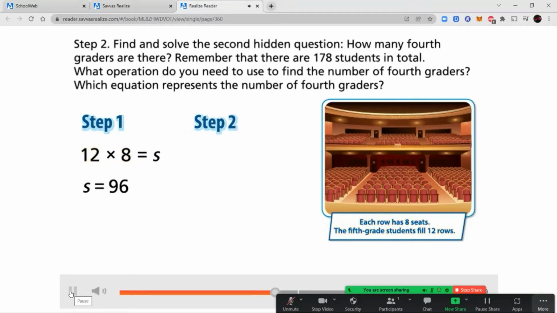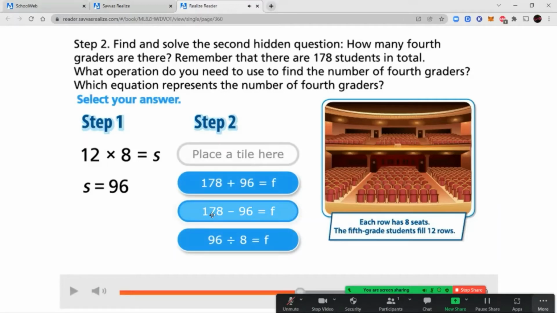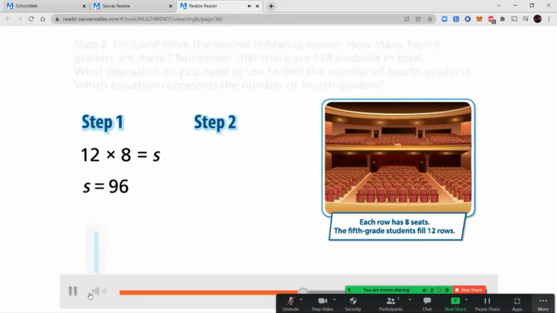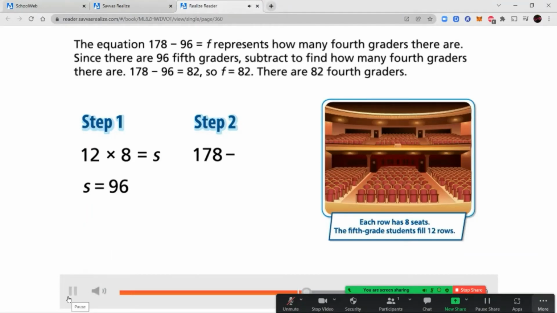Step 2. Find and solve the second hidden question. How many 4th graders are there? Remember that there are 178 students in total. What operation do you need to use to find the number of 4th graders? Which equation represents the number of 4th graders? Select your answer. The equation 178 minus 96 equals F represents how many 4th graders there are. Since there are 96 5th graders, subtract to find how many 4th graders there are. 178 minus 96 equals 82. So F equals 82. There are 82 4th graders.